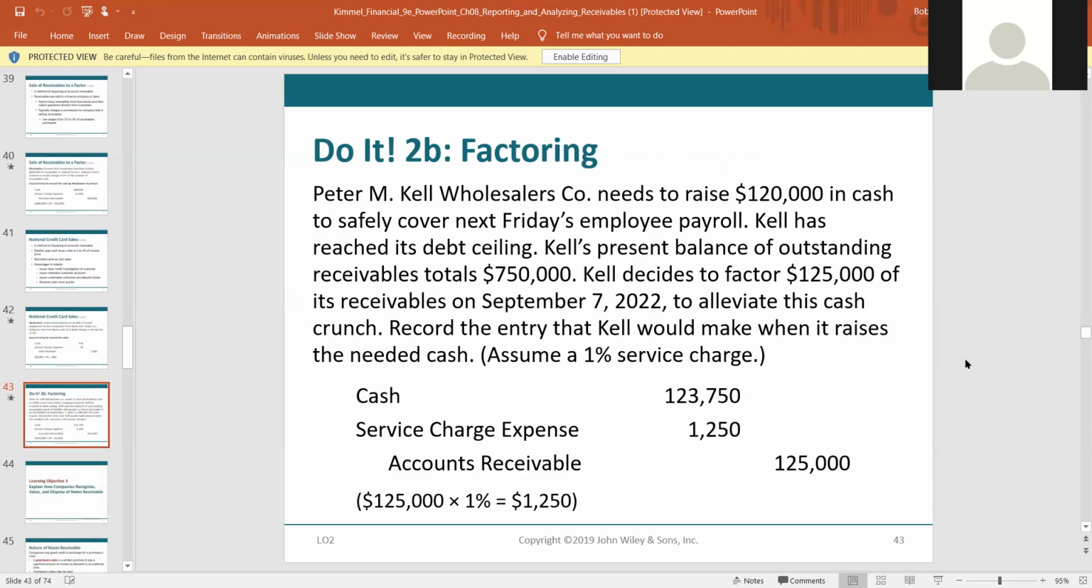Factoring. Kelly Wholesaler needs to raise $120,000 in cash to cover next month's payroll. It's reached its debt ceiling. Its balance of outstanding receivables totals $750,000. They decide to factor just a portion of the receivables. So they go out and they say, who wants to buy $125,000 worth of receivables? And Kelly found somebody to do it. So Kelly gives up $125,000 in receivables in exchange for getting paid $123,750 right now. And the difference is a service charge expense.